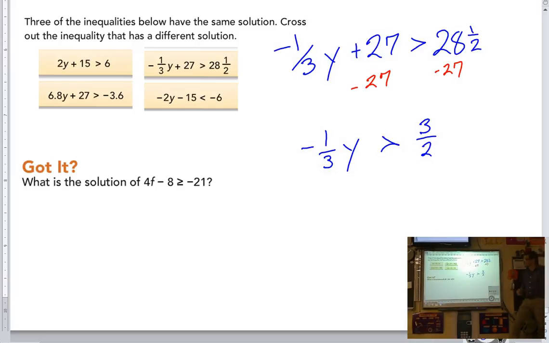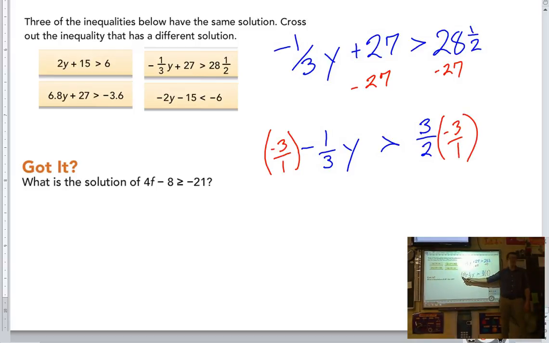What do I do to get rid of a negative fraction coefficient? How do I cancel that out to a positive 1? Multiply by its reciprocal. And you don't even technically have to say negative reciprocal, because what happens when I flip this? Is it negative? Yeah, so its reciprocal is already negative. So we multiply by negative 3/1 on both sides.